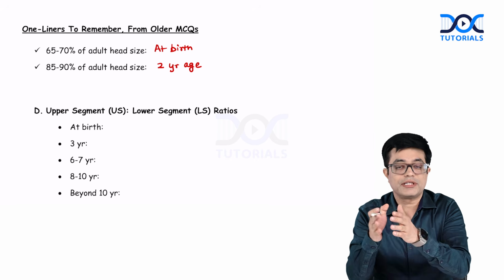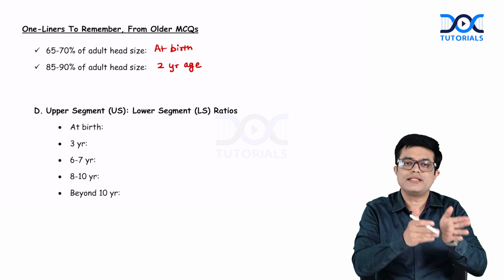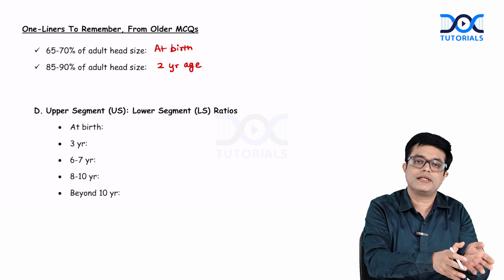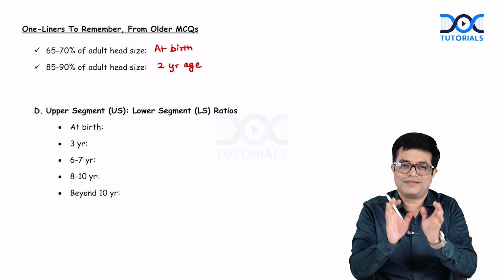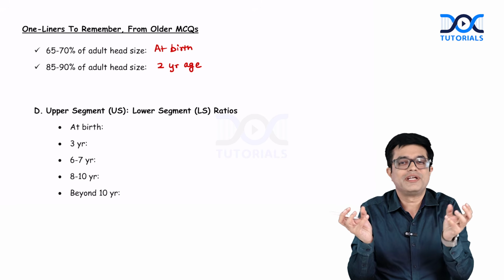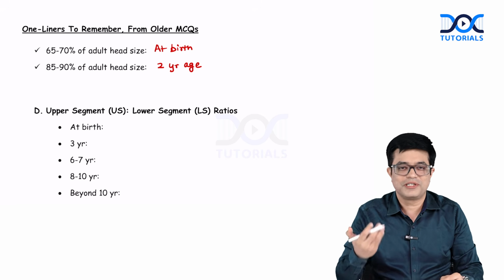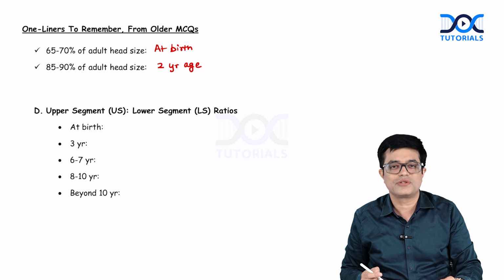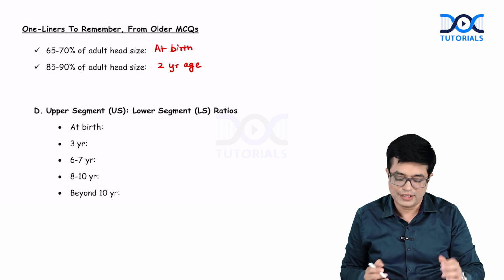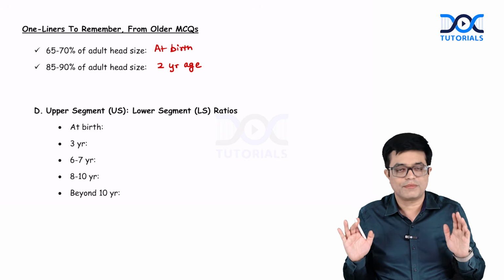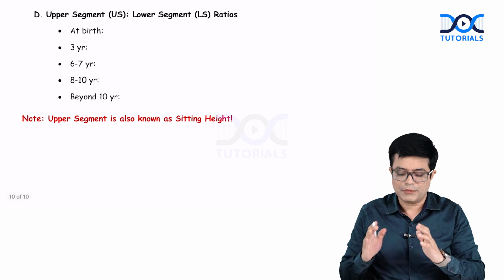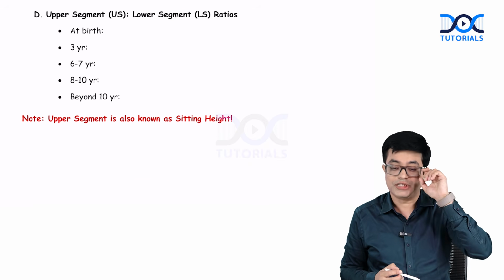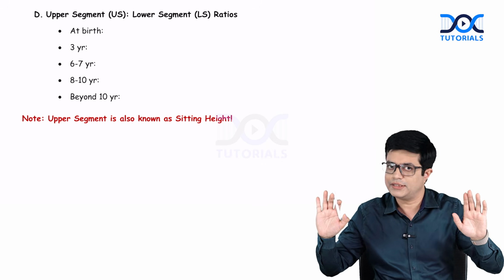OP Ghai says 90% attained at 2 years. Nelson 22nd edition says 85% attained at 2 years. So we are basically humoring both Ghai and Nelson, because we don't know what the examiner who is making your questions is going to use for reference. So 85 to 90% head size is attained by 2 years of age. Then finally we come to upper segment to lower segment ratios in a normal child. These are all normal values we have discussed in this video.